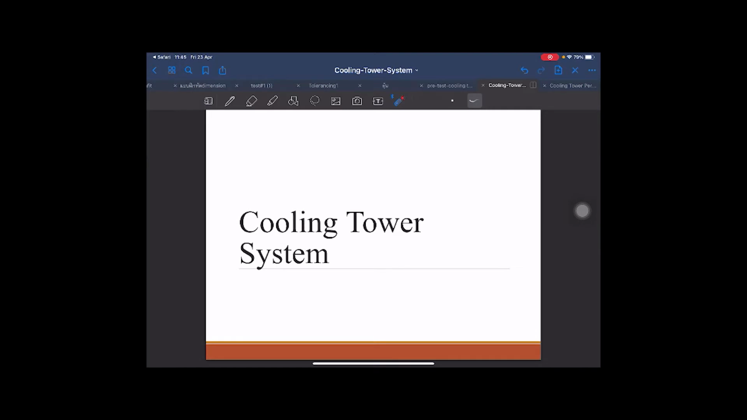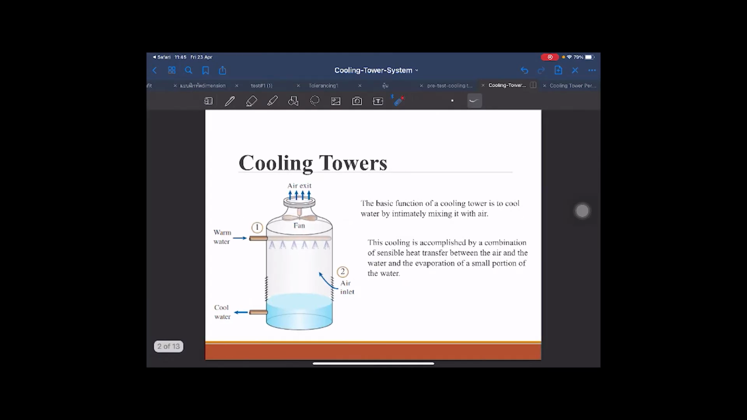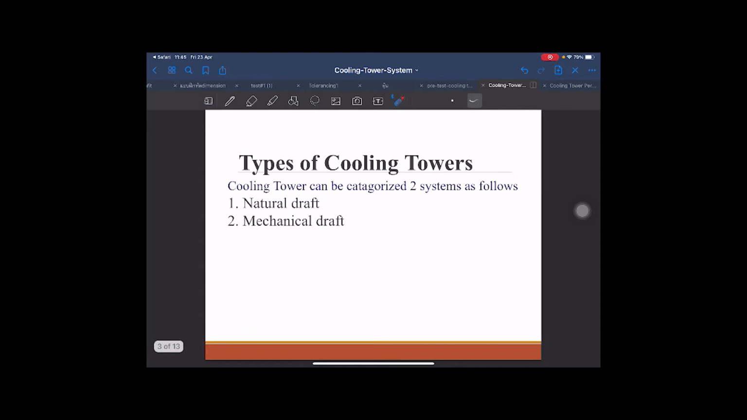Cooling tower performance laboratory. The basic function of a cooling tower is to cool the water. We can say that a cooling tower is a big heat exchanger in which air and water mix with each other and exchange heat. There are two types of cooling tower: one, natural draft, and second, mechanical draft.